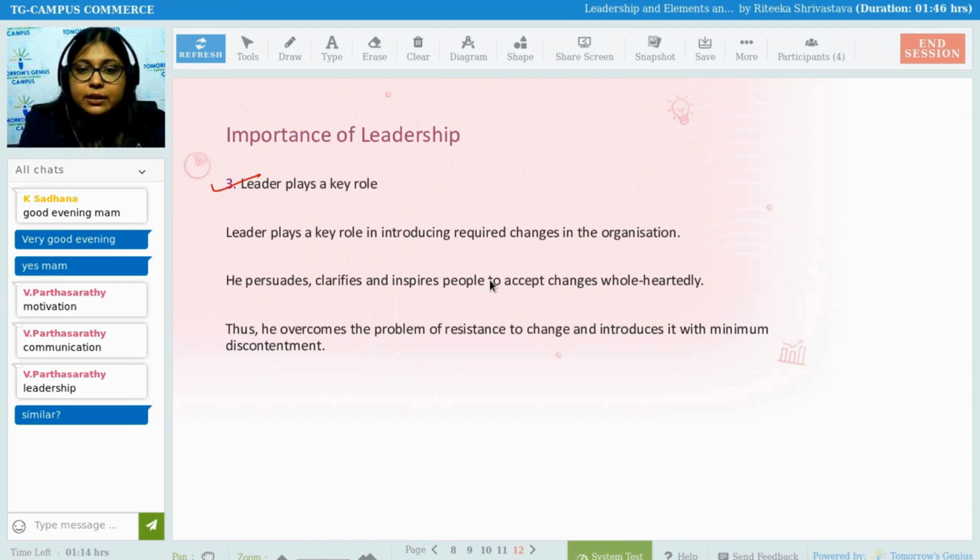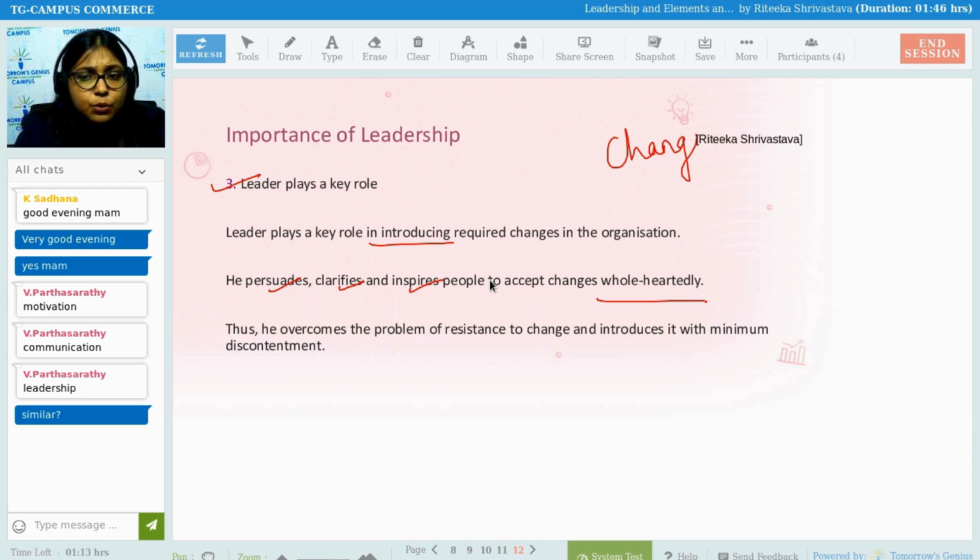So the leader plays a key role in introducing required changes in the organization. The leader is the one who will come up with all the changes which are needed in the organization. He will persuade, he will clarify and inspire people to accept changes wholeheartedly. As we already know, if there is any new kind of change in the organization, many a times people resist that change. People don't accept that change.